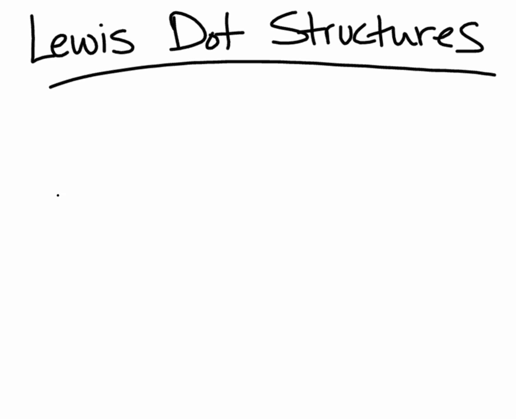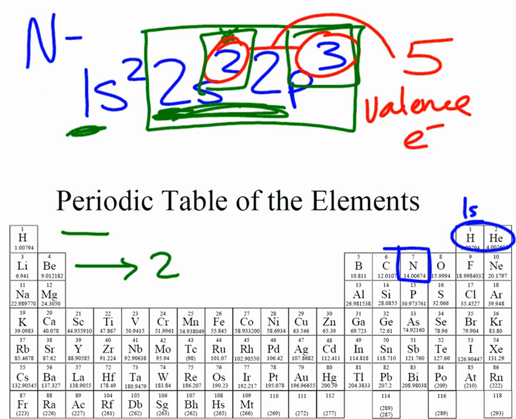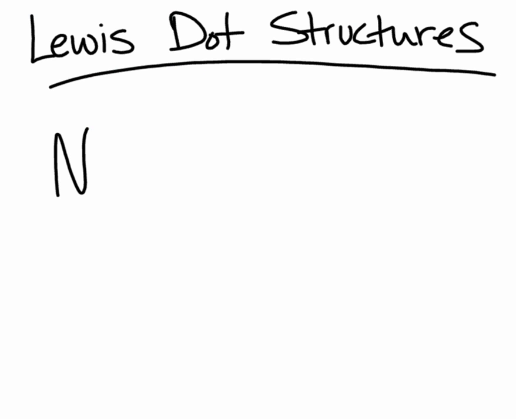So let's go ahead and take nitrogen. Now I know that I have 5 valence electrons. I've calculated it by drawing the atom, and I also did this process where I looked at the electron configuration. Now all I need to do is draw my dots, and each dot represents an outer shell electron, or valence electron.